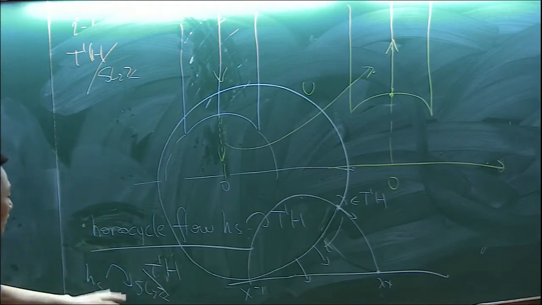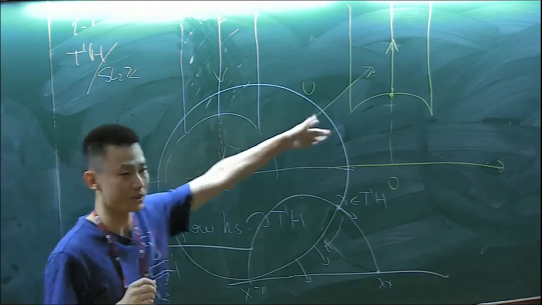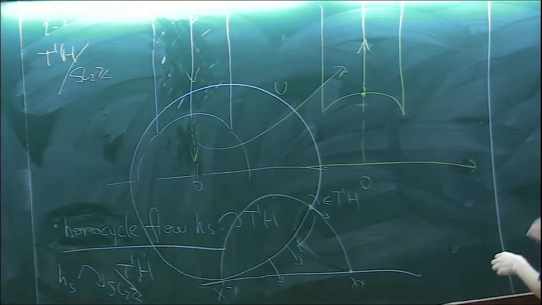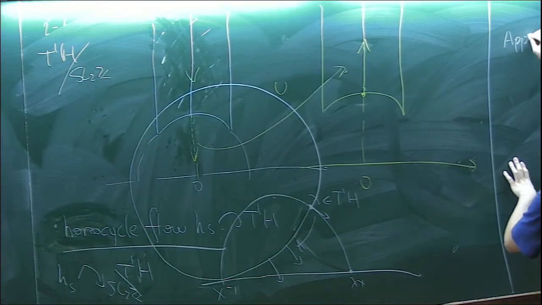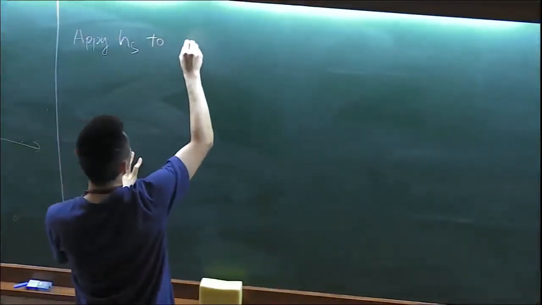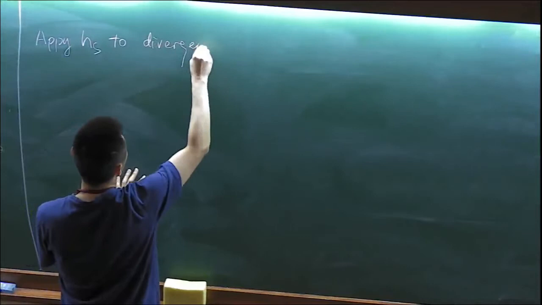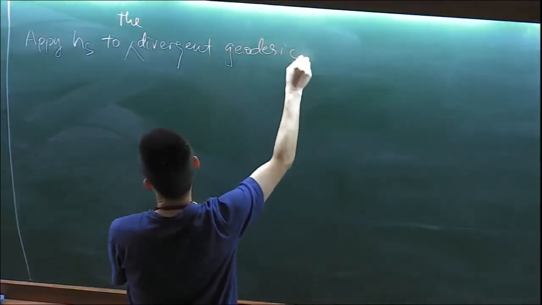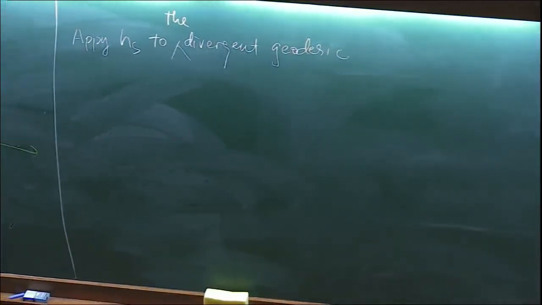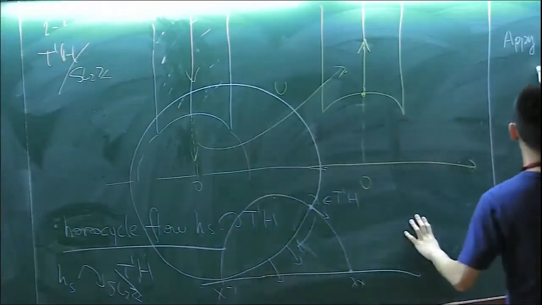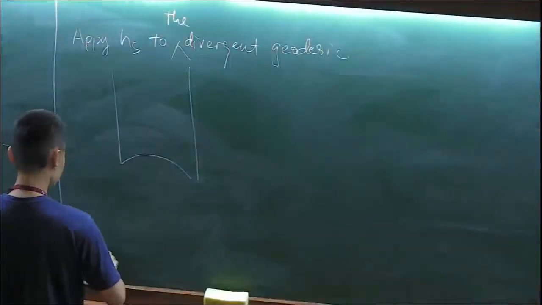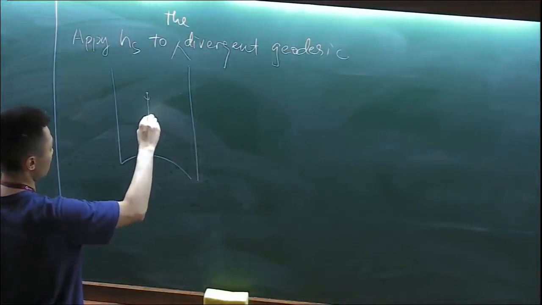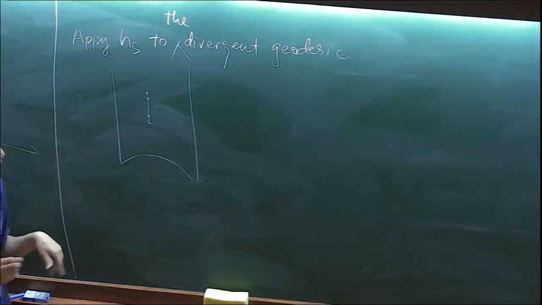All right. So I want to apply this horizontal flow to this picture, the divergent geodesic. Right. So let's say what happens in this picture. Instead of taking everything, let's just take a segment. Right. So let's say you apply this to this segment.